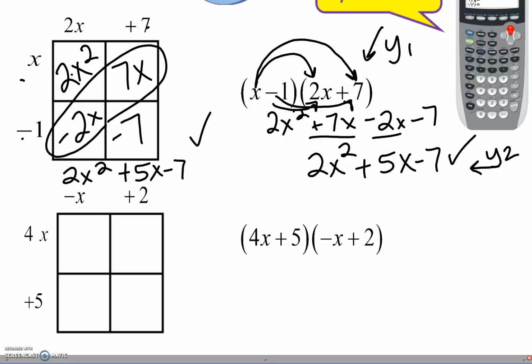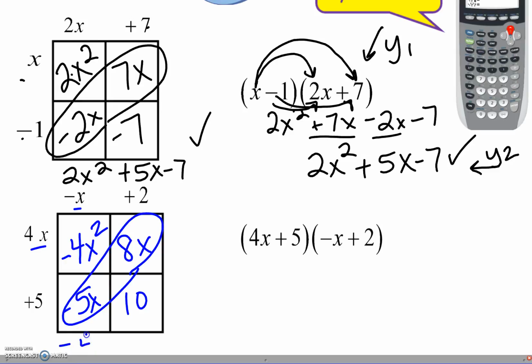Alright, so I'm going to change pen color so we can keep it organized. 4 times negative x is negative 4x squared. 4x times 2 is 8x. 5 times negative x is negative 5x. And 5 times 2 is 10. Simplify that: negative 4x squared plus 3x plus 10.